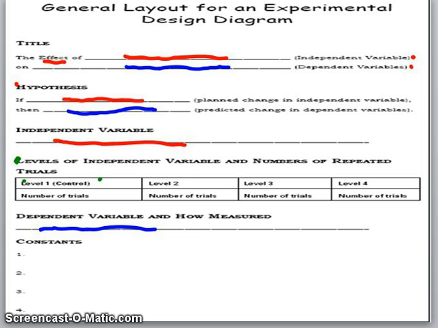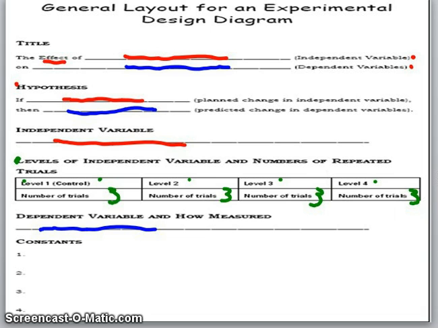Level 2 would be maybe how much he increased that sugar. Level 3 might be how much he increased, how much more he increased it. And level 4 might be the maximum that he increased that sugar level. Number of trials, we talked about that way back in a few videos before. That's always going to be 3, because we're going to do 3 different tests for each one. And if we do 3 and our results are the same for each, that's a pretty good test, and we know that our results are going to be pretty standard for that experiment.